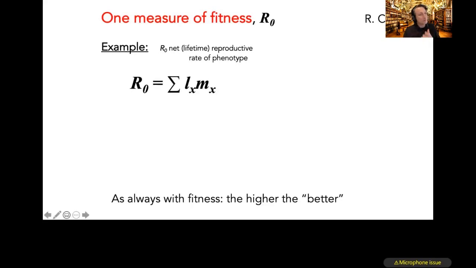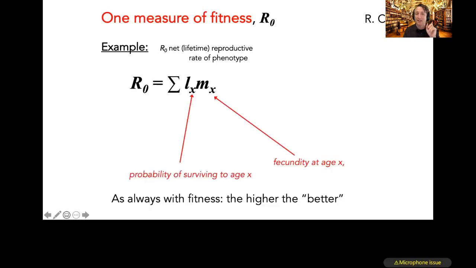Okay. And I want you to take everything that we've learned about differences in traits and how differences in the environment then influence the form and function of plants, and then recast that in terms of thinking about fitness as defined by R naught. R naught is the summation of LX times MX. So what is LX? LX is the probability that a phenotype will survive to age X. MX is the fecundity of age X, right? It's the fecundity of a given phenotype at a given age.